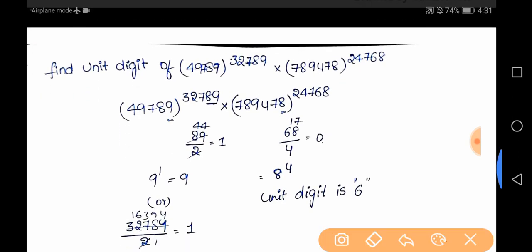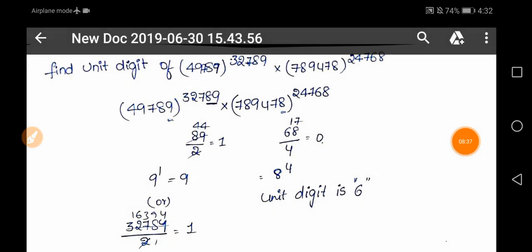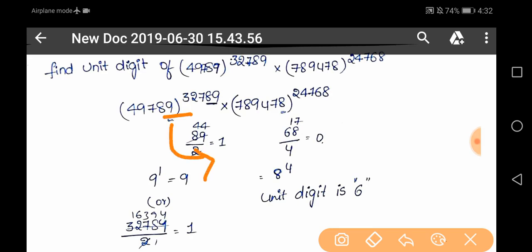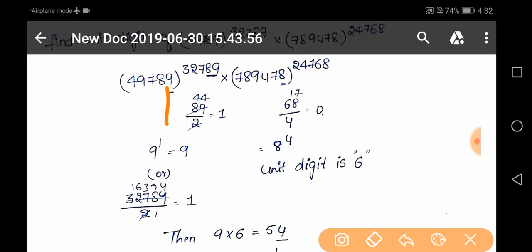So first we will take the last digit of the number, that is 9. The cyclicity of 9 is 2. So here see, when you have this type of big numbers, then you can take the last 2 digits and solve it. See how I am going to solve it. 89 by 2. 2 is nothing but the cyclicity of 9. So you got 1. So that is 9 power 1, which is 9.